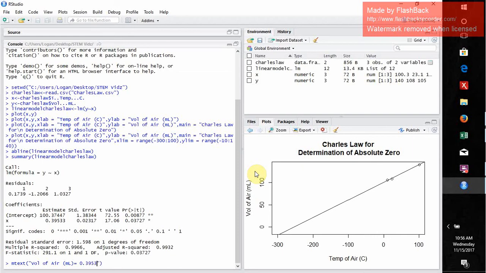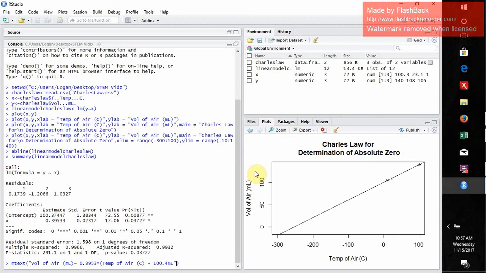0.3953 times temp of air, and that was in Celsius, times temp of air, and let's go plus the y-intercept 100.4, and that technically has units of milliliters, so let's just include those.